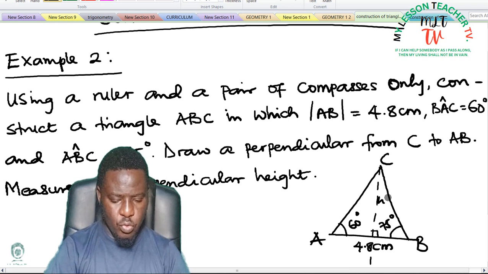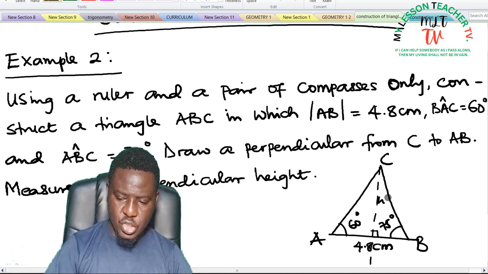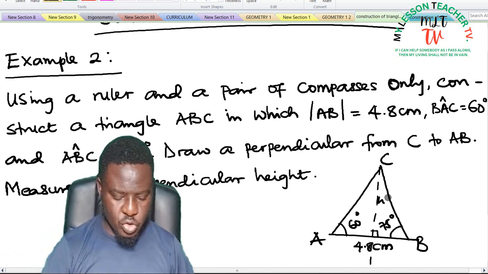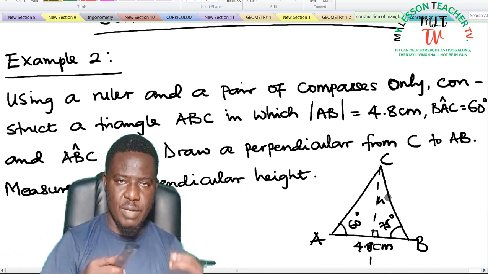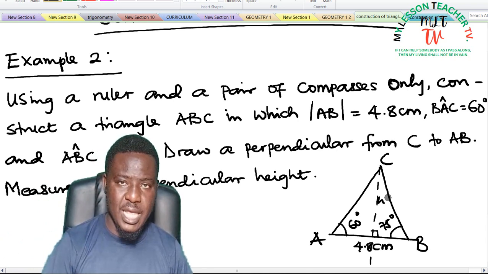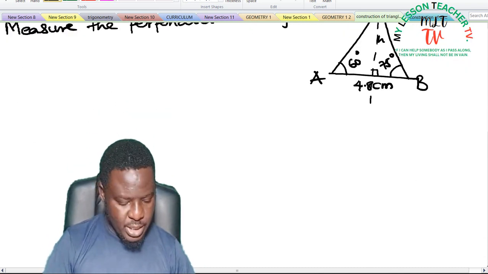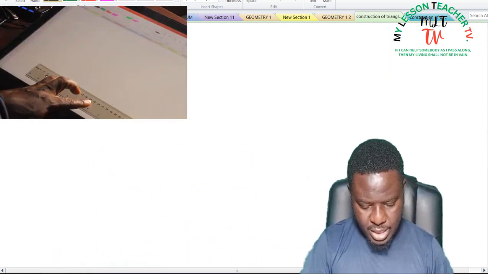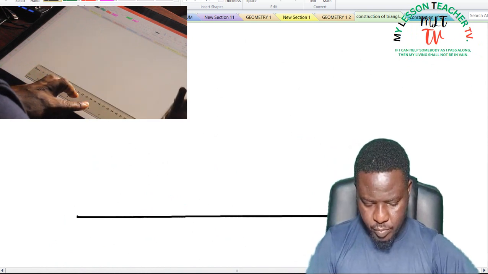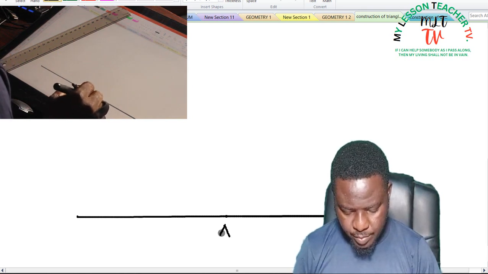So we are going to use the same procedures using a ruler, which I showed you. This is the ruler, and this is the pair of compasses. We are going to construct this triangle, so just follow the steps I'm going to take. First and foremost, we are going to construct the line AB, which is 4.8 centimeters. And how do we construct a line? We draw a straight line. Then pick a point. Let's call this point A.